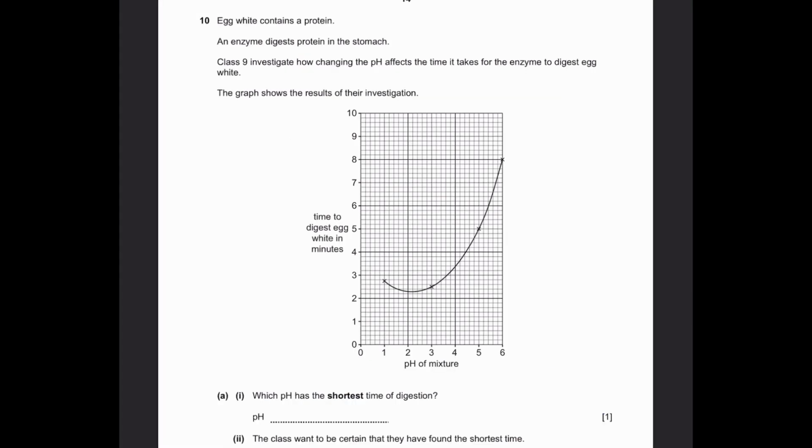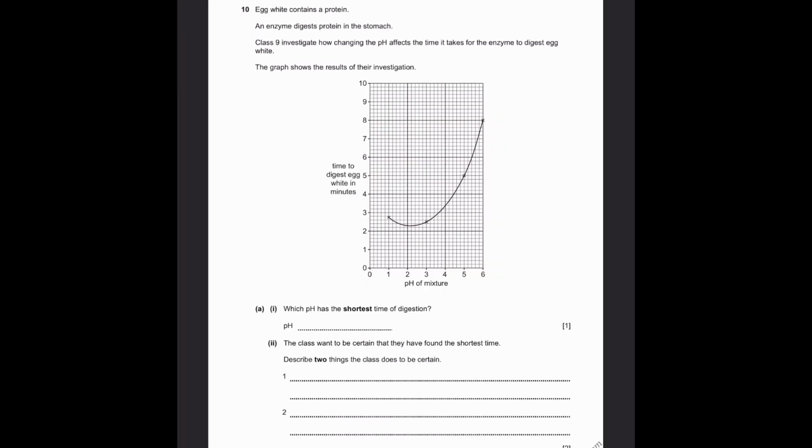Egg white contains a protein. An enzyme digests protein in the stomach. Class 9 investigate how changing the pH affects the time it takes for the enzyme to digest egg white. The graph shows the results of the investigation. A. 1. Which pH has the shortest time of digestion? So we can see that the pH increases in the x-axis and the time increases in the y-axis. So the lowest time is the shortest time, and the lowest time is over here with pH 2.